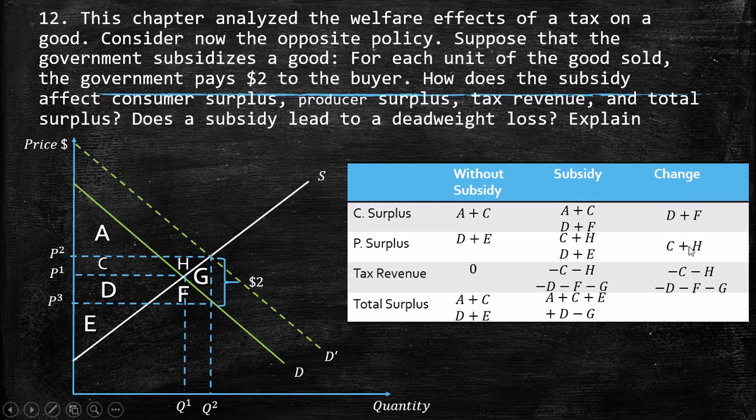Which one is going to be affected? Obviously the government, because they were at zero, and now because of the intervention they have to pay C, H, G, F, and D. So this one is going to be the change. And what is the total surplus? If you sum here and compare with this one, there is one member that wasn't there before, which was G. So in this case, this is considered a deadweight loss. So a subsidy, like a tax, leads to a deadweight loss.